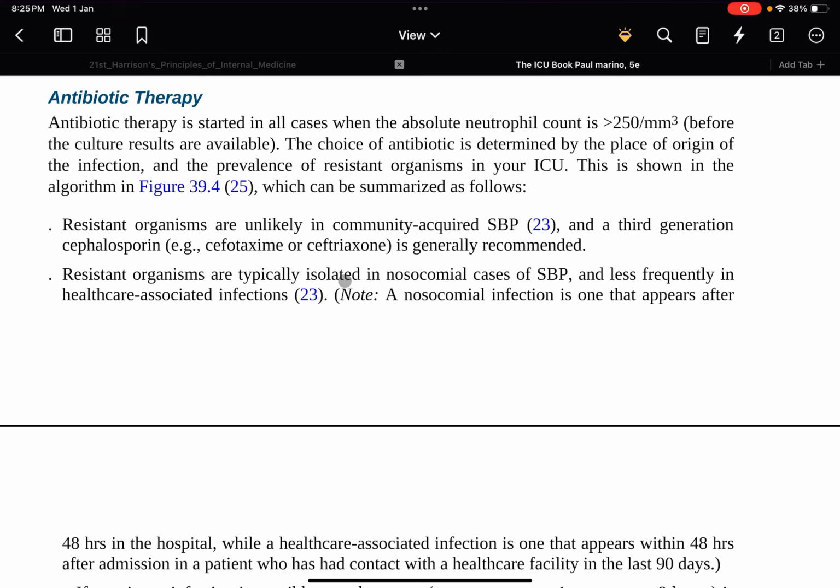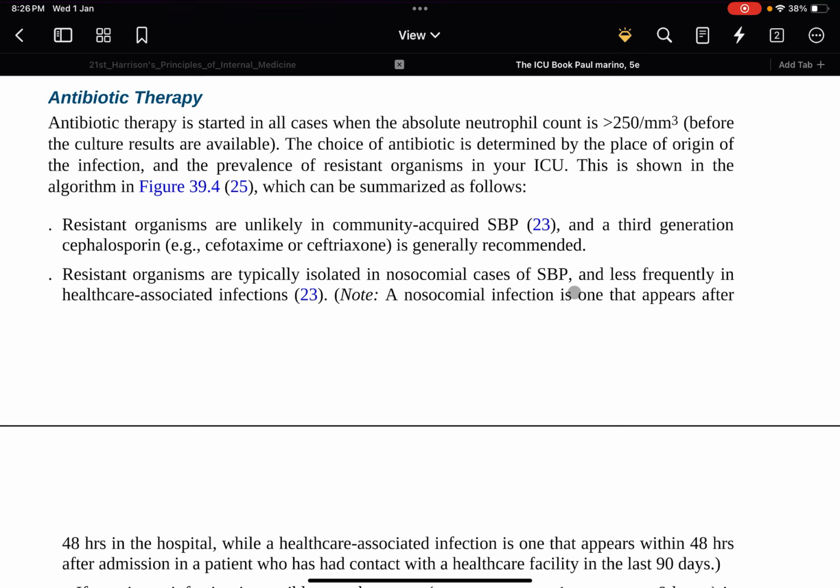Resistant organisms are typically isolated in nosocomial cases of SBP and less frequently in healthcare associated infections.